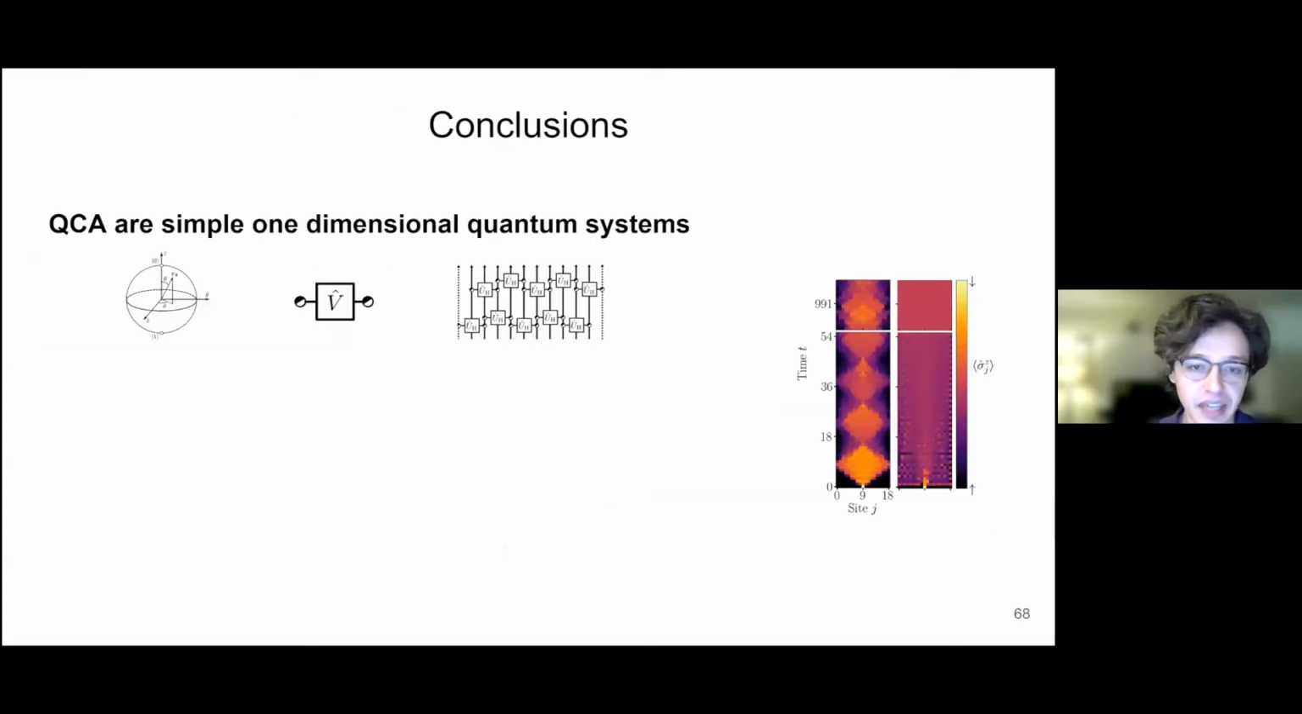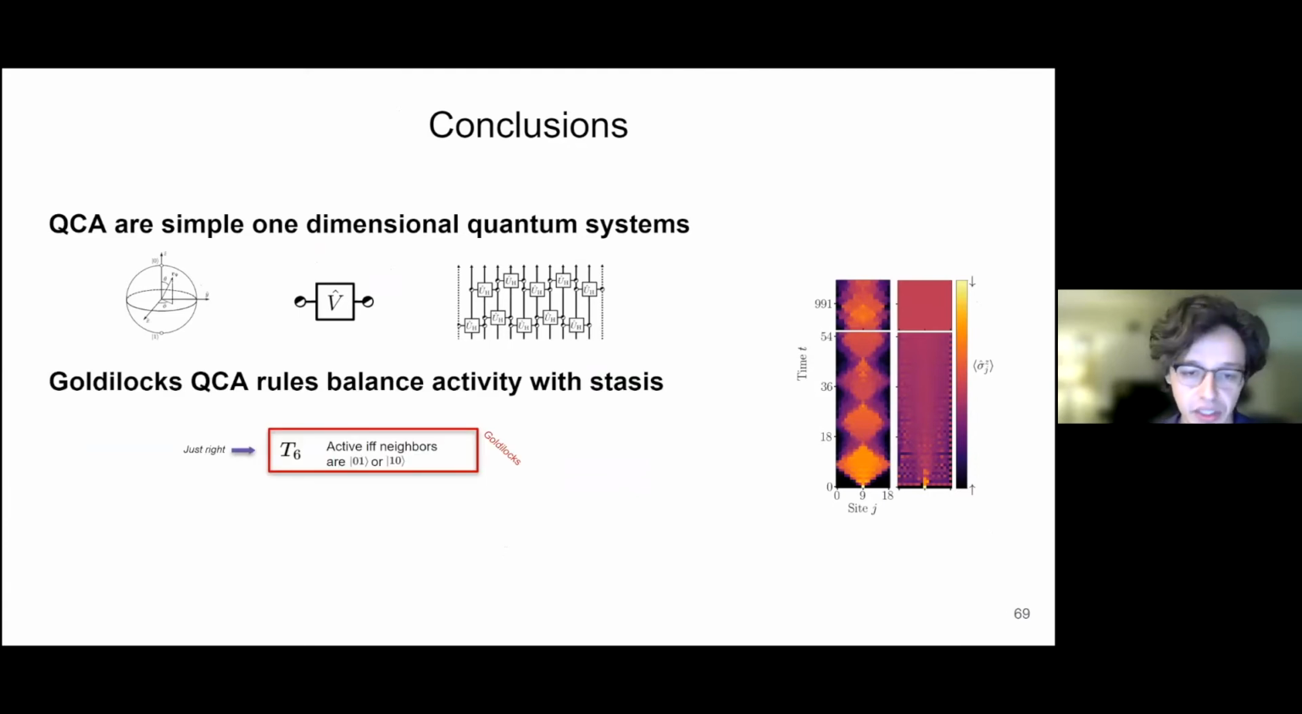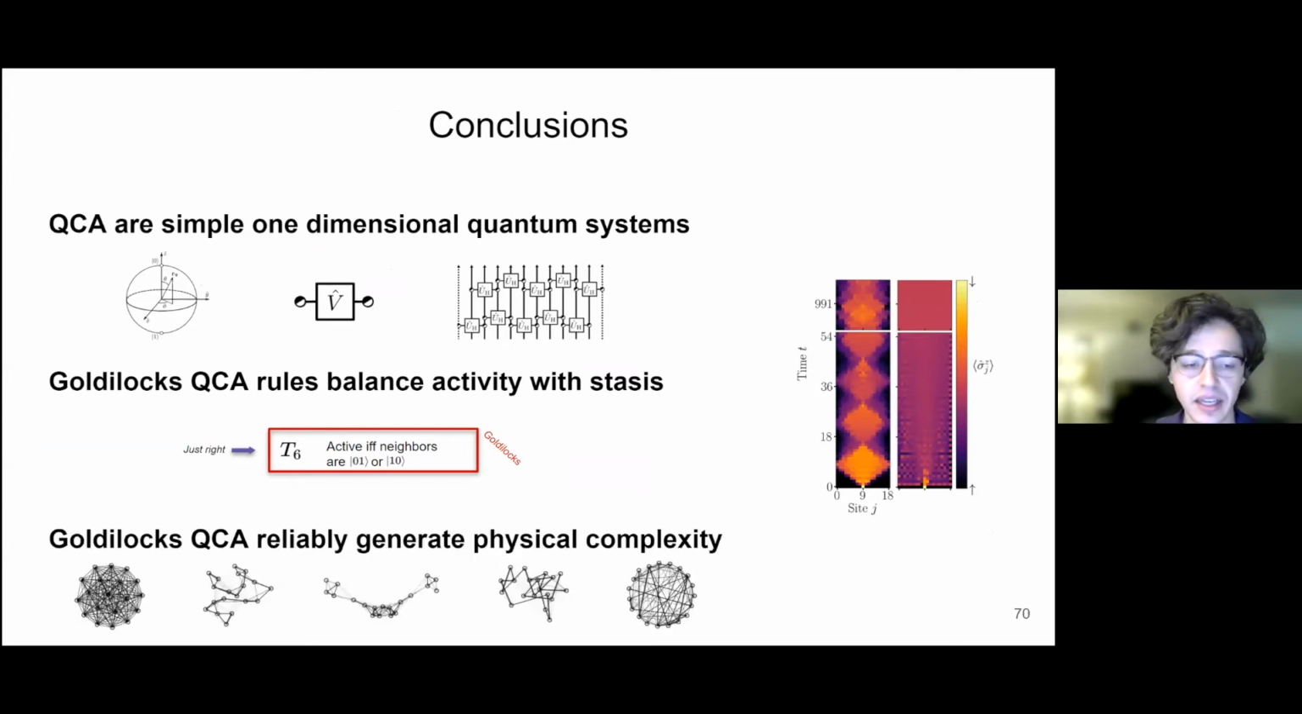And so with that, I'll summarize with some conclusions here. The QCA, as I've defined them, are simple one-dimensional quantum systems. It's the Goldilocks QCA rules which balance activity with stasis. And it's those Goldilocks QCA which can reliably generate physical complexity.